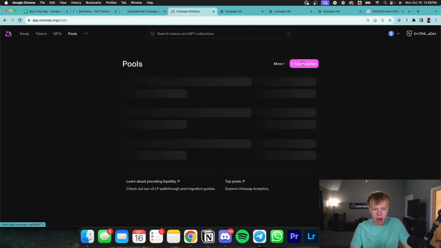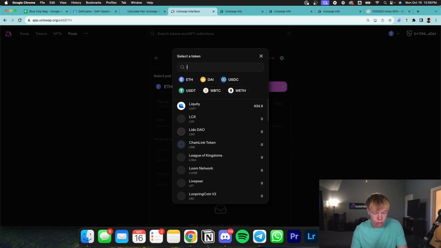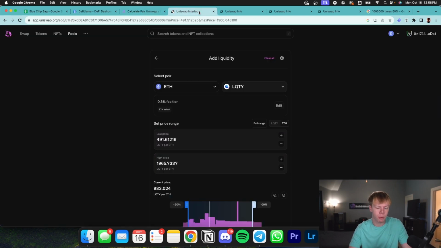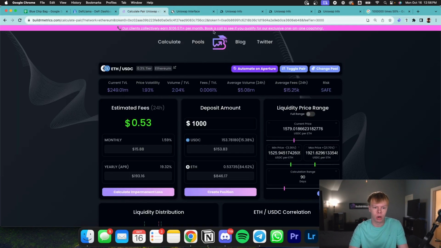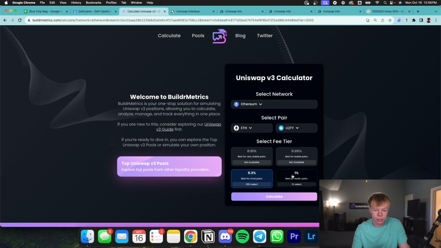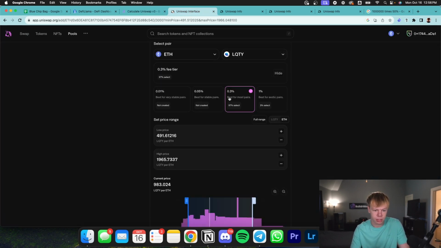Additionally, as a liquidity provider, you can head over to pools. You can go to new position and then select your pair over here. So let's just say I want to do Ethereum to LQTY. I'd select that. I would use builder metrics to find which fee tier is doing the best. So I'd just simply go over to calculate, and I'd put in Ethereum, and I would also put in LQTY, and I would test out these different fee tiers. We're going to assume that 0.3% is doing the best. So we'd select the 0.3% fee tier.